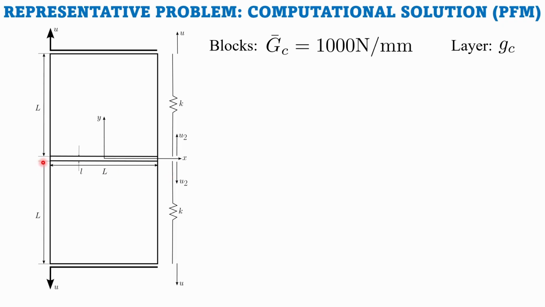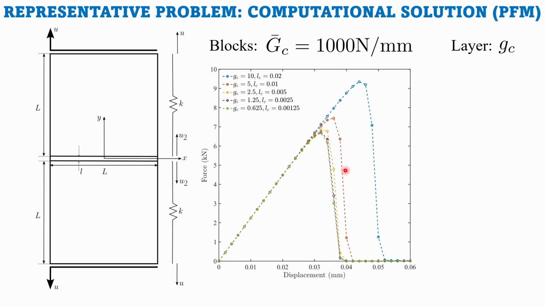The layer, which is this smaller layer, has GC named as small GC. You remember this small GC was what we were varying, and this small GC comes in chi. Now these curves are actual responses from the phase field simulation done in Abaqus. So for this range of displacement, for these different values of GC and LC, we got all of these curves.